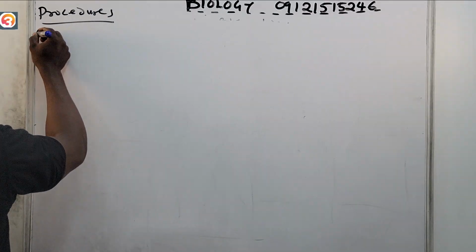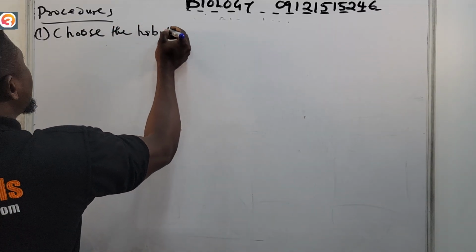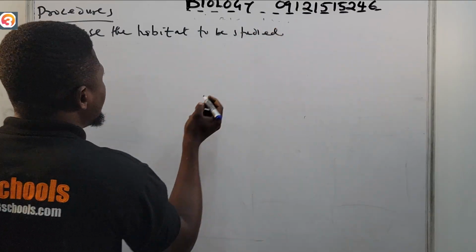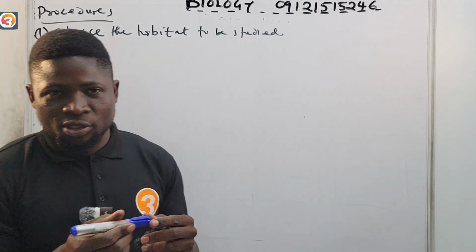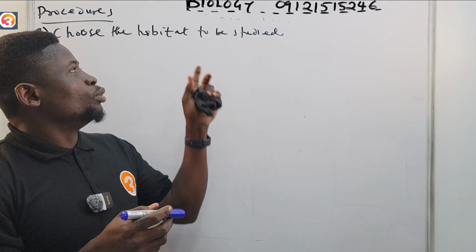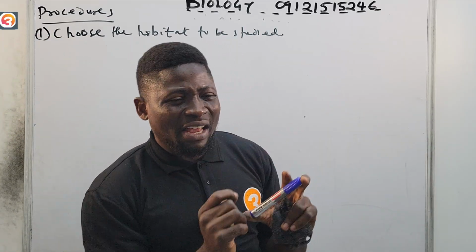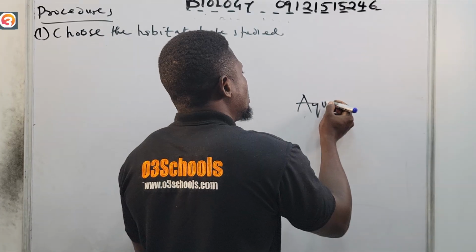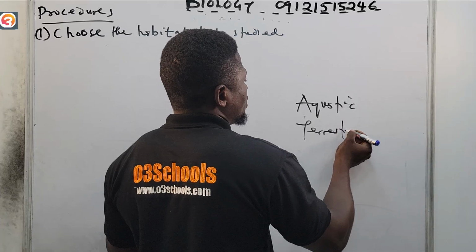Number one, you must choose the habitat to be studied. Basically you know that a habitat is the dwelling place of an organism, or where an organism lives. So you must choose the habitat that you want to study. In population study, it is very important to first of all choose the habitat. It may be an aquatic habitat, it may be a terrestrial one.